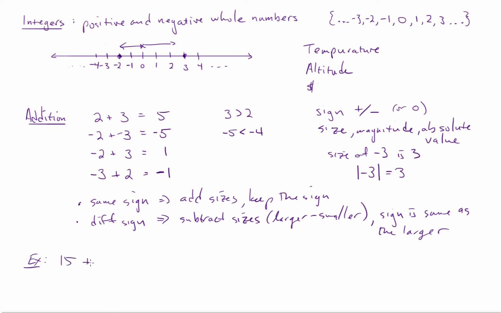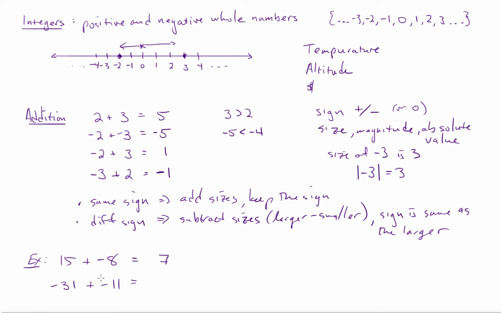15 plus negative 8. Well, that's the same as 15 minus 8. They're opposite signs. So you subtract the bigger number minus the smaller number, 15 minus 8, which is 7. And the bigger number is positive, so our answer is positive. So that's it.